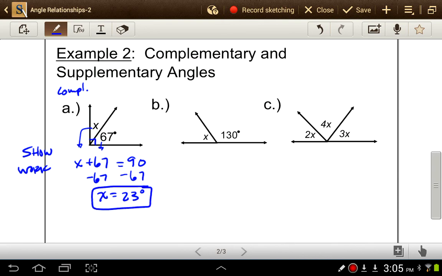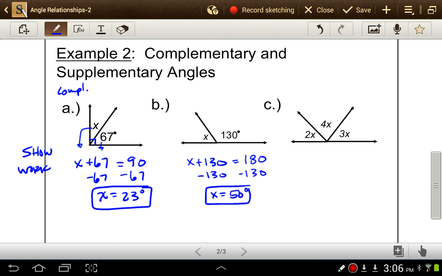For B, we have supplementary angles that equal 180, so I'm going to do x plus 130 equals 180 degrees. So they equal 180 together. I solve that by subtracting 130 from both sides. So I get x equals 50 degrees. And that's how you do supplementary angles.